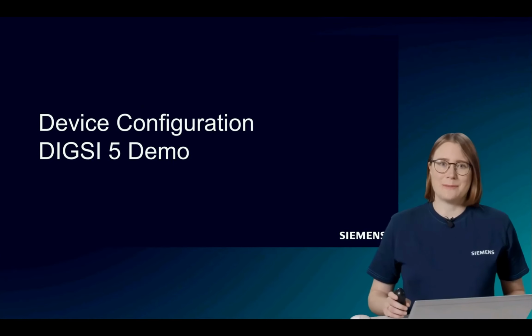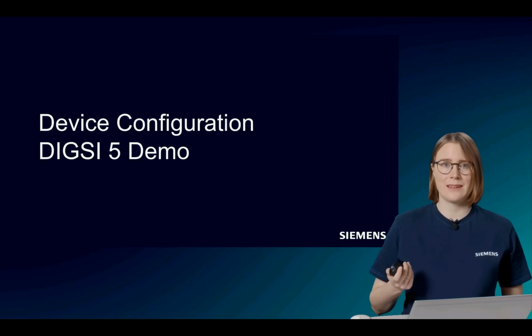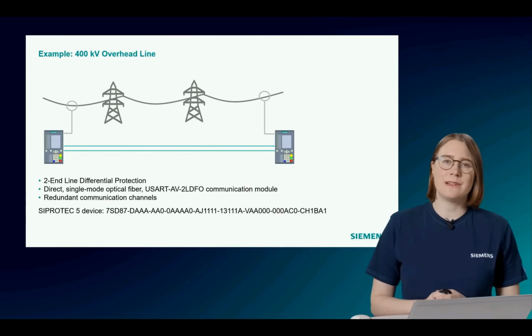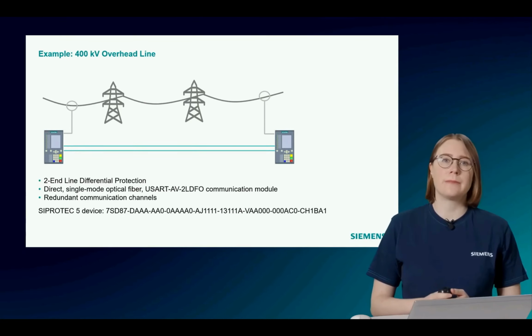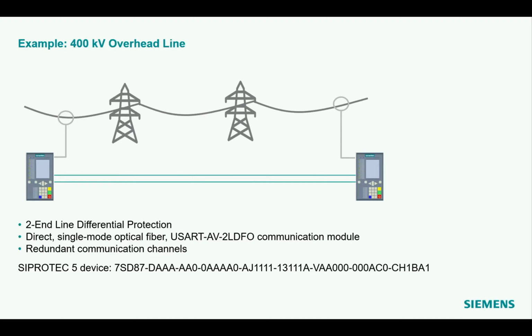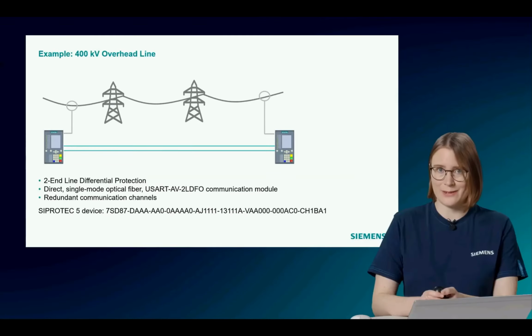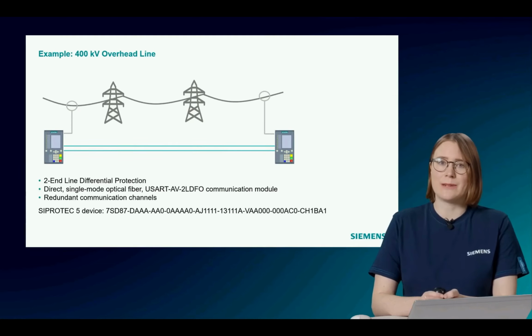Let us start with the first part, device configuration, a Dixie 5 demo. We will use as an example a 400 kV overhead line with a length of 100 km. There's a line differential protection device at each end of the line, forming a two-end topology. The communication connection is a redundant direct fiber optic connection. The modules used are USAT AV modules. I have already made a device selection in preparation. You can see the product code on the slide.